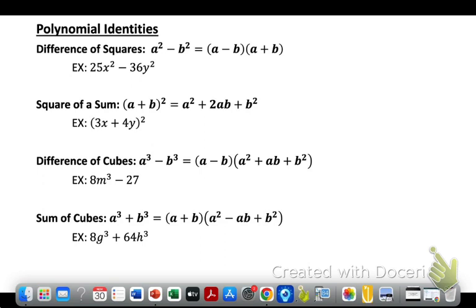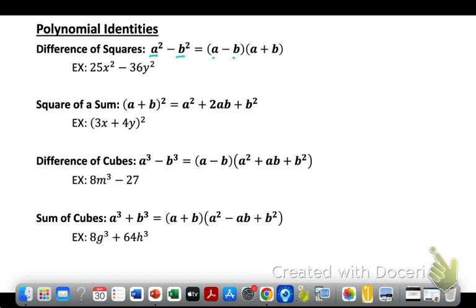So the first one is difference of squares, a squared minus b squared. You've done that over and over and over again, right? So it's the square root of a squared, the square root of b squared.